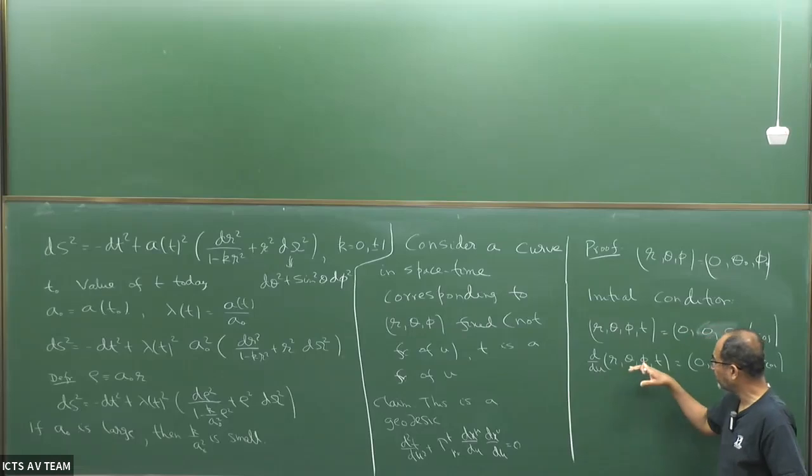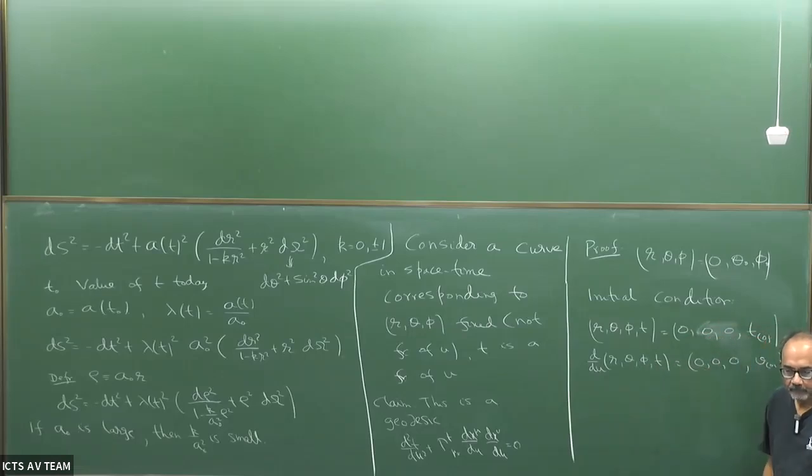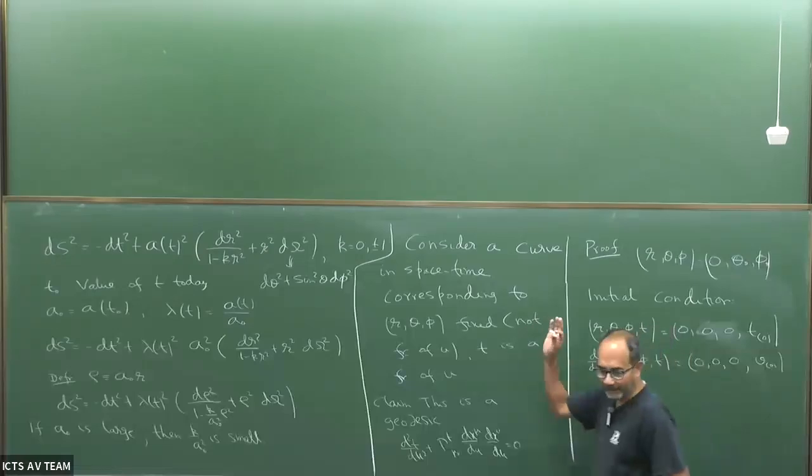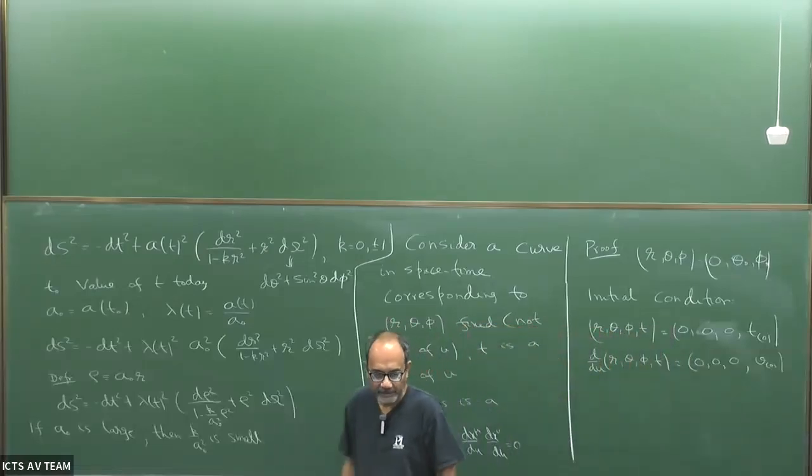Will this be non-zero? No, well, this is for the general case. Let's not use the fact that A naught is large. It is not going to be necessary.